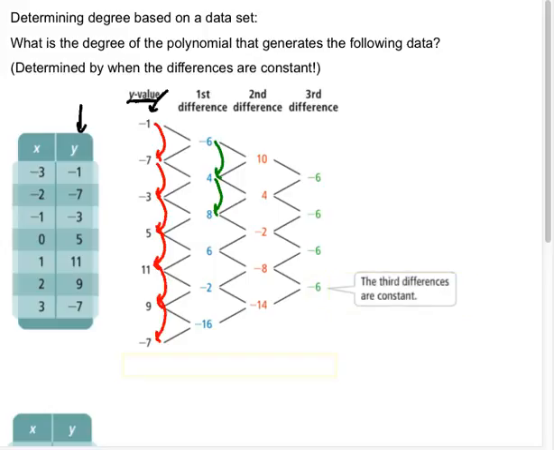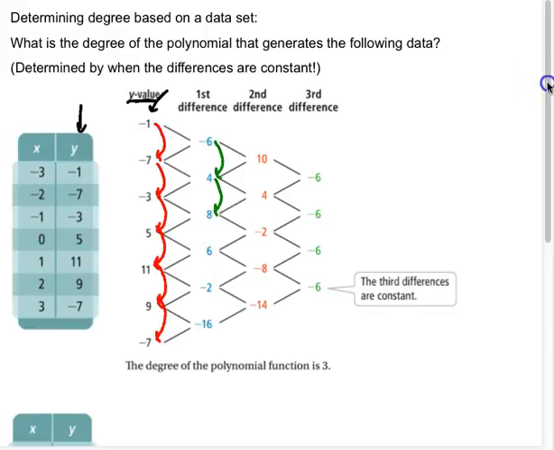So the third differences are all the same, right? And that's what we're looking for, okay? We're looking for how many times do we have to go through this until those differences are the same. And because it is the third difference, it means that it has degree 3. So this data was made from a cubic function. Okay, so kind of a neat thing that you can tell right away what the degree of that polynomial is.